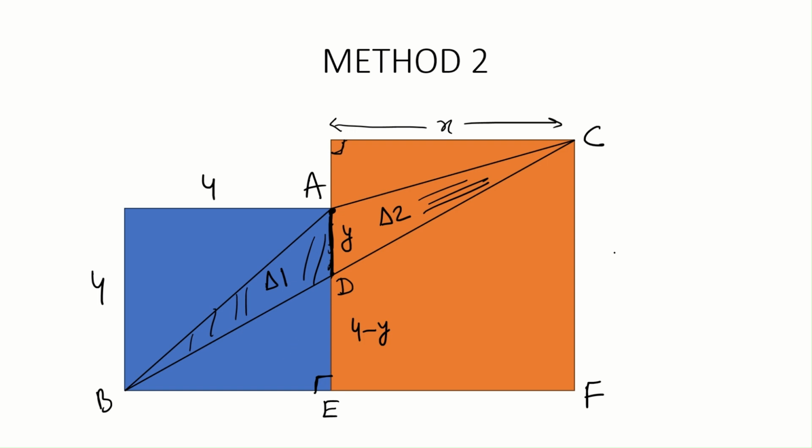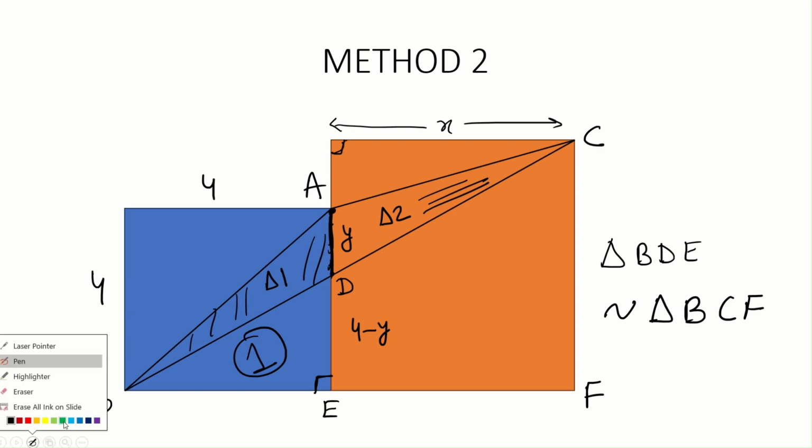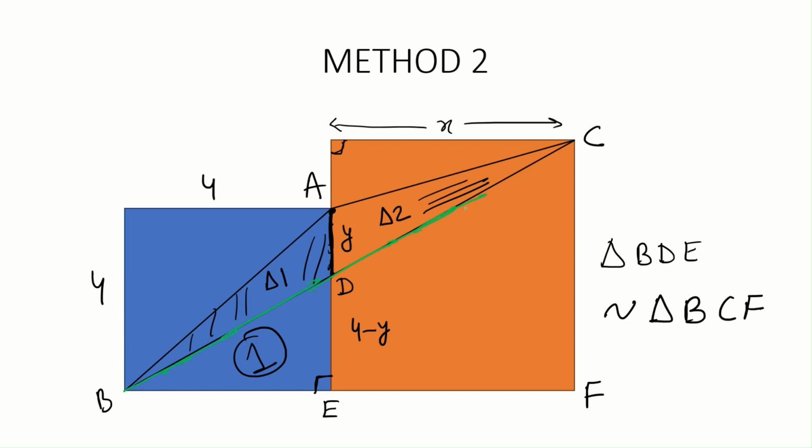We can see from this diagram that triangle BDE, this one, is similar to the big triangle BCF. Triangle BDE is similar to the bigger triangle BCF, and maybe I can use some different color to emphasize that. This is the big triangle BCF, right? So these two triangles are going to be similar, or we can very easily see why they are similar. Both are right angle triangles and both have this common angle, right? This angle is common to both triangles.